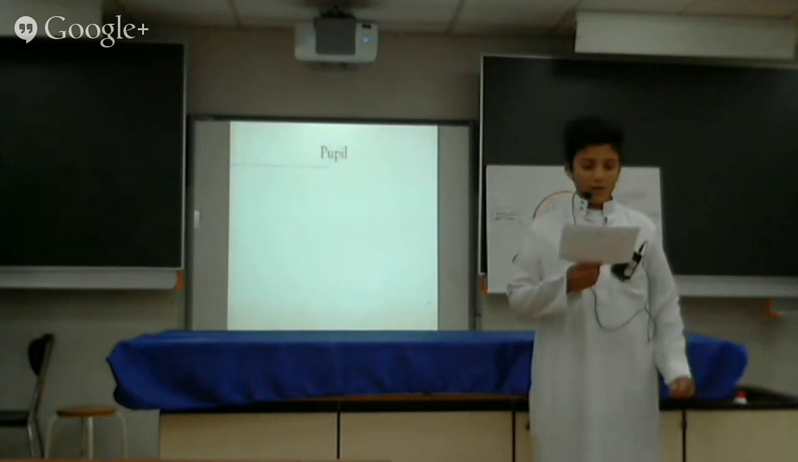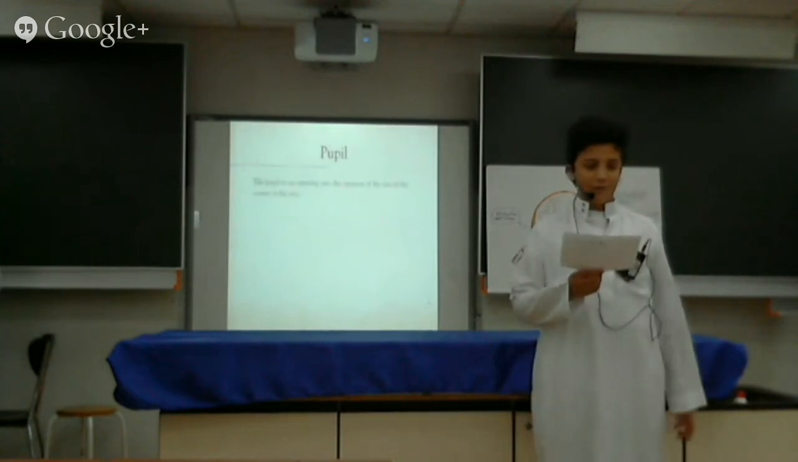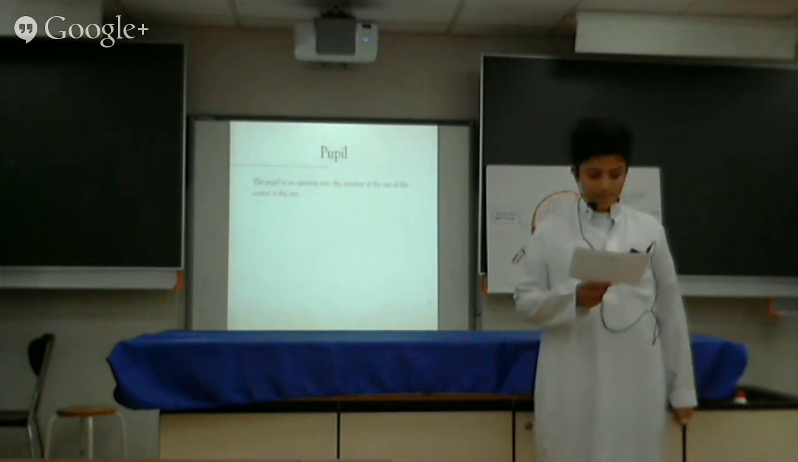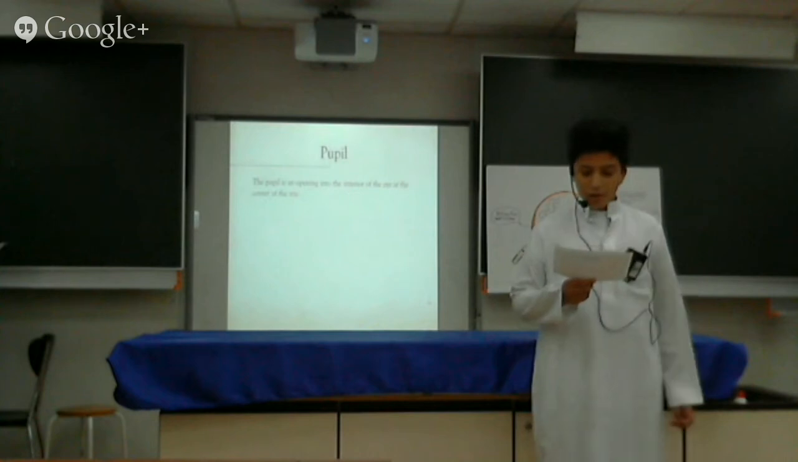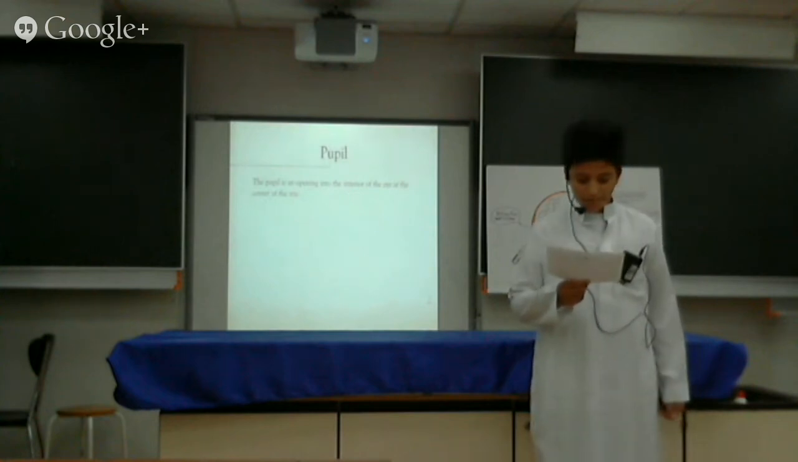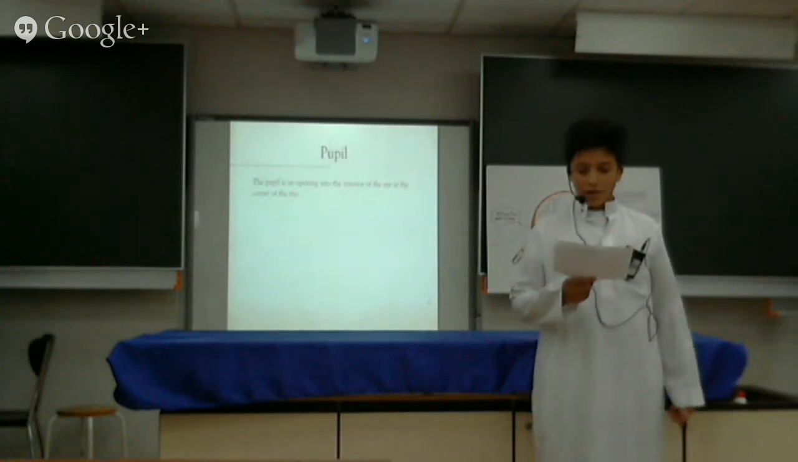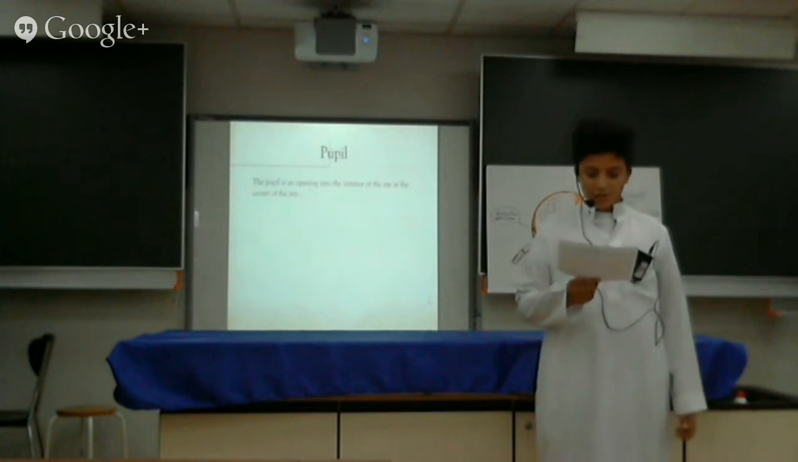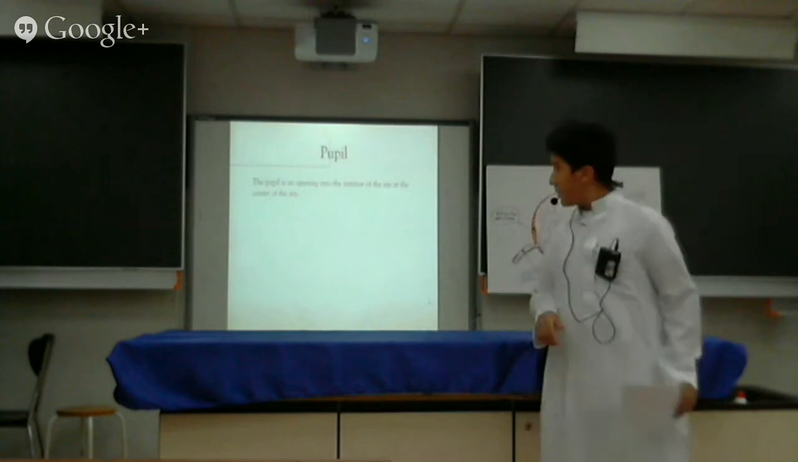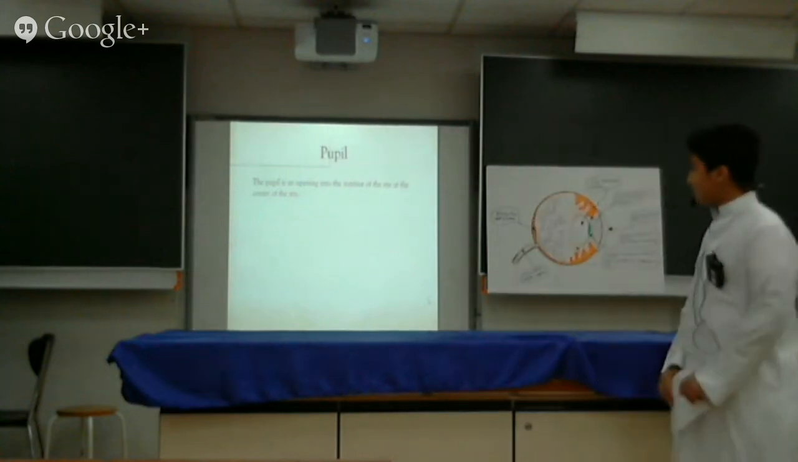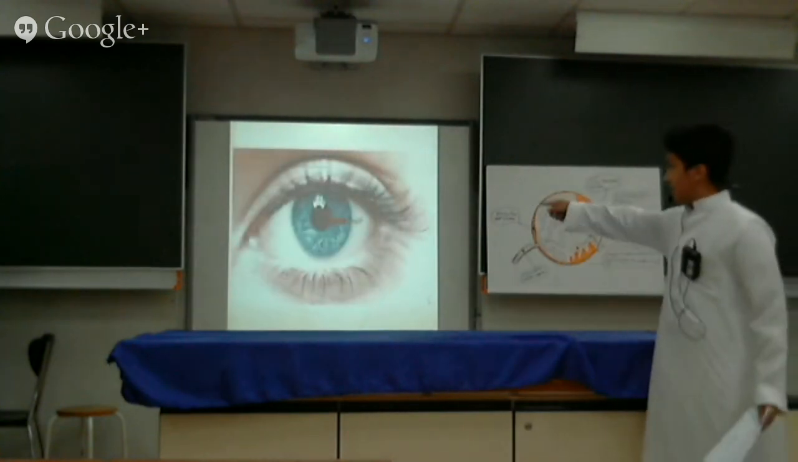The pupil is an opening into the interior of the eye at the center of the iris. When the iris relaxes, the pupil becomes smaller, then less light enters the eye. When the iris contracts, the pupil becomes larger, then more light enters the eye. And this is the pupil, the black.